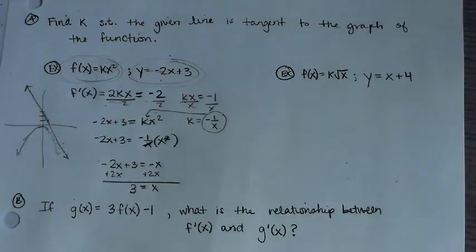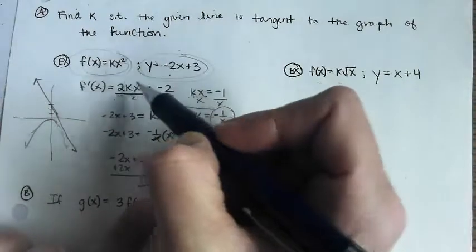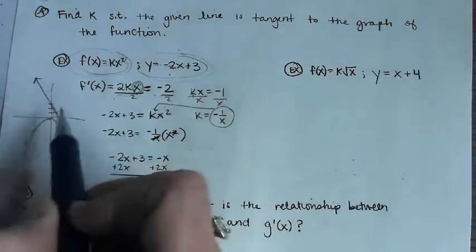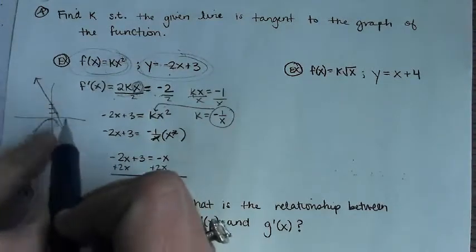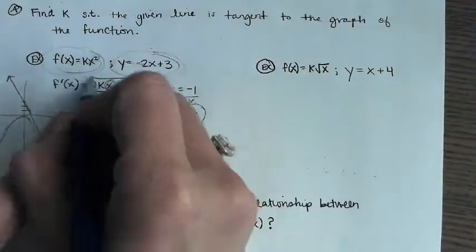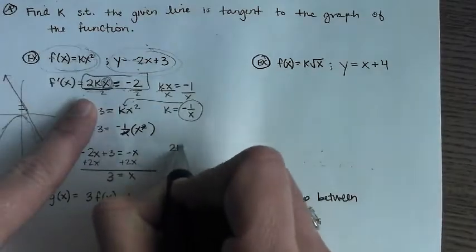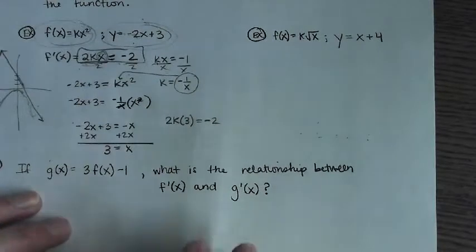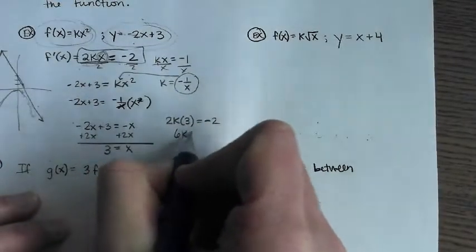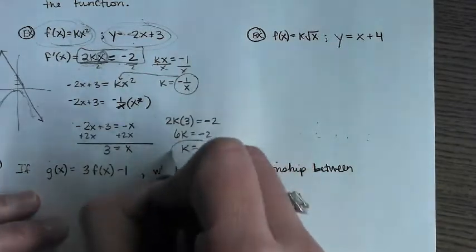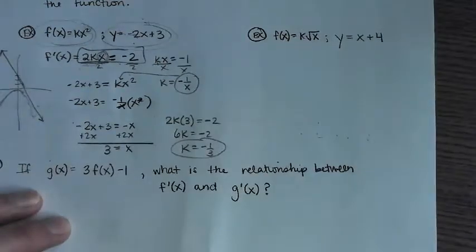Yes? So if x equals 3, go back up here, that's telling us that the tangent location is going to be at 3 comma something. But go back up here, 2k times 3 has to equal negative 2. So that's 6k equals negative 2, and k equals negative 1/3 is the answer.